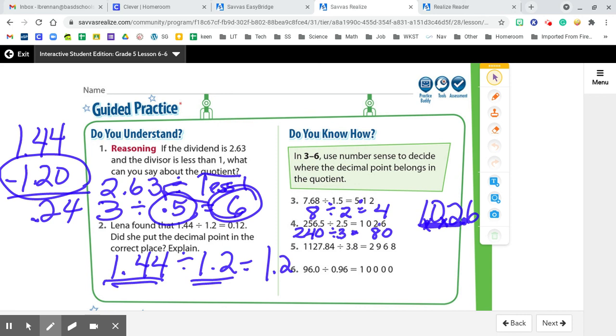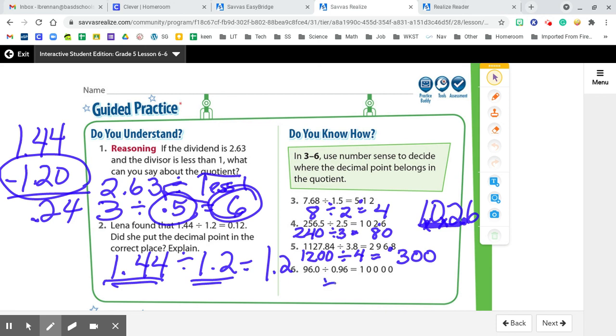Number 5, remember I want to take the divisor and round that first, and then I'm going to take a look at the dividend and look for a compatible number that goes into 4. So I'm thinking 1200. So 1200 divided by 4. 12 divided by 4 is 3. Bring over my 2 zeros. So my answer is going to go after the 6 because 296 is close to 300.